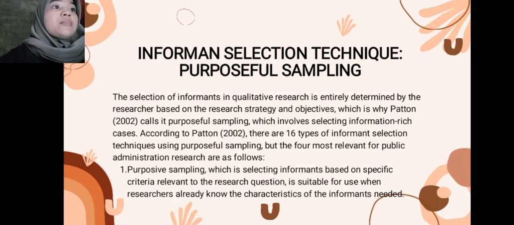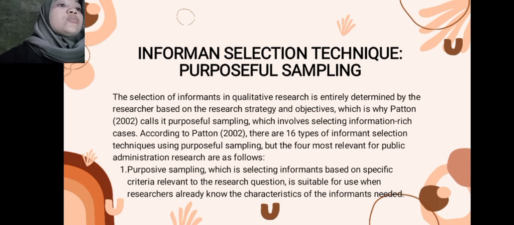Informant selection technique: purposeful sampling. The selection of informants in qualitative research is entirely determined by the researchers based on their research strategy and objective, which is why Peterson 2002 calls it purposeful sampling, which involves selecting information-rich cases.